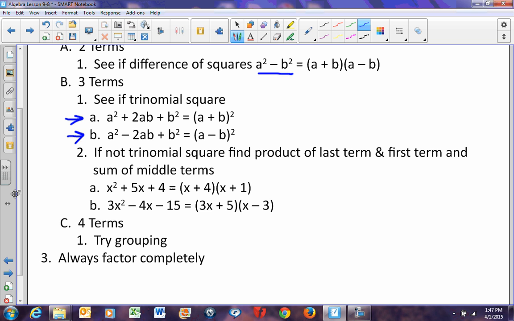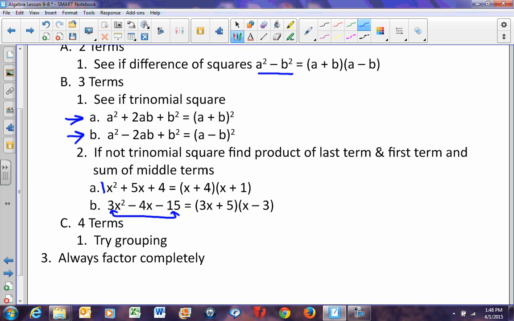So if it's 3 terms and there's no a term here at the beginning, like this one. Okay, there's no a term there other than 1. So there's a 1 there, so I need a product of 4 and a sum of 5, so that ends up being 4 and 1. Here, on the 3x squared, I need a product of negative 45 and a sum of negative 4. And when you factor that all out, you get 3x plus 5 times x minus 3. If it's 4 terms, try grouping.